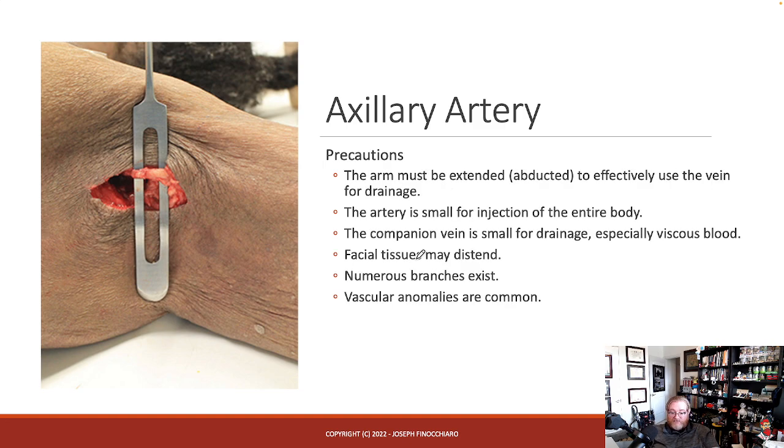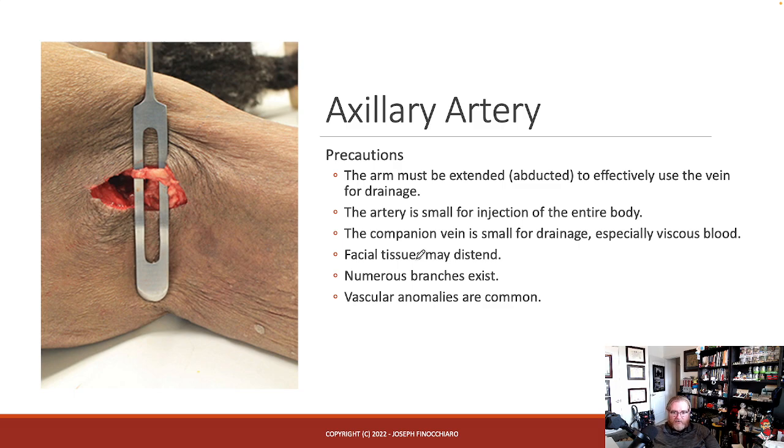What are the disadvantages? Well, one, the arm has to be taken out of the way. Remember what I said. Pull it out, abduct it, stand with your hip holding it open, and then do what you have to do if you don't have an apprentice or a resident or an assistant. The artery is pretty small, which means trying to fill an entire body is going to be a time-intensive thing. Probably going to take you 1.5 times longer just because you're injecting into such a small artery. The companion vein is useless for drainage. Facial tissue may distend because you're close to the head. That is what it is.